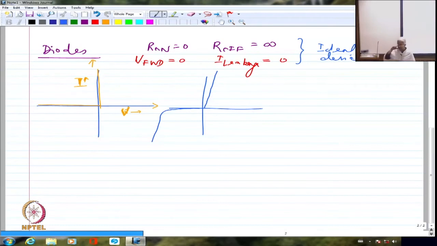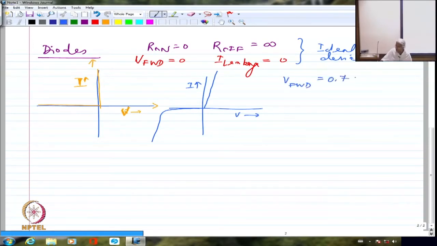So this is the reverse voltage. So this is the voltage and this is the current. And I'm going to have the real characteristics somewhat like this for the diode. Normally for the electronic diode that we use at low power level, for a silicon diode, V forward will be about 0.7 volts.